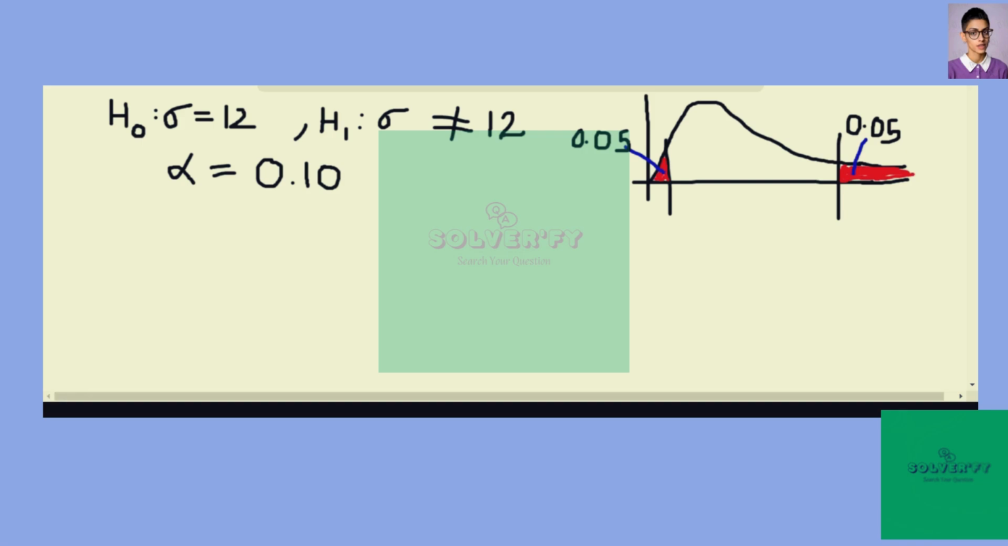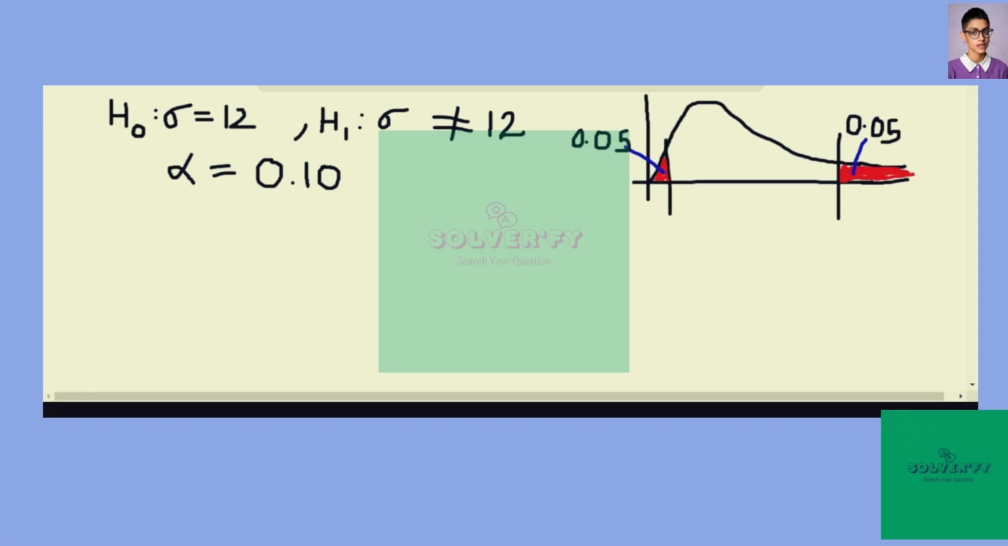In this problem, our null hypothesis H0 is sigma equal to 12 and alternative hypothesis H1 is sigma not equal to 12, which is our claim. As we have used not equal to, it is a two-tailed test with value of alpha given to be 0.10. Since it is a two-tailed test, the area will be split into two parts.